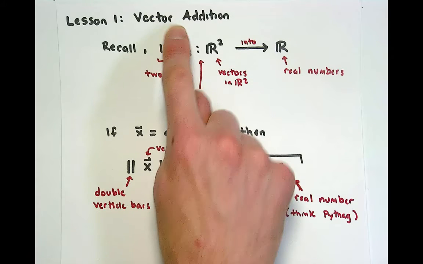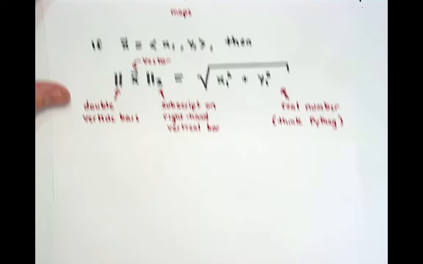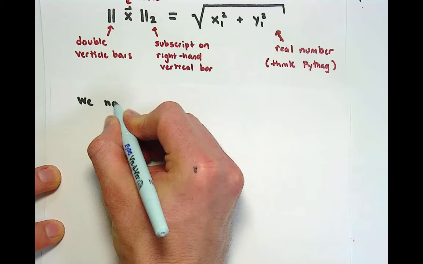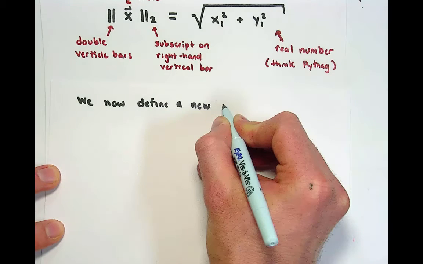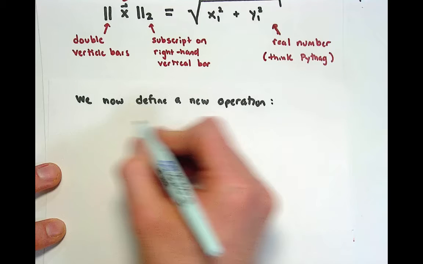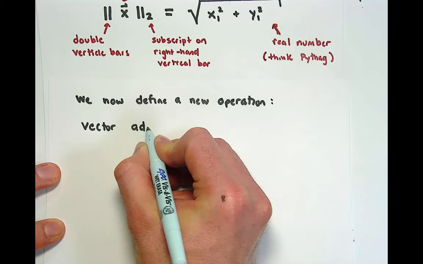In this video, we're now going to talk about a next operation in R2, which is called vector addition. Okay, so this is going to be a new operation. We now define a new operation, vector addition.